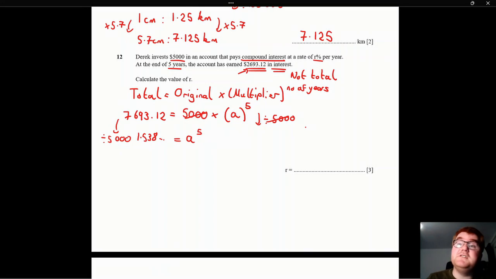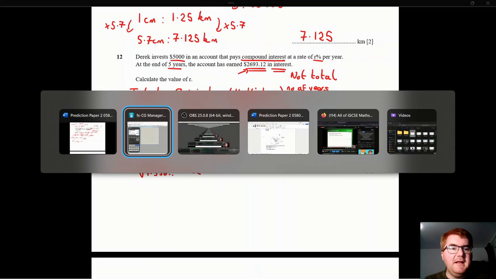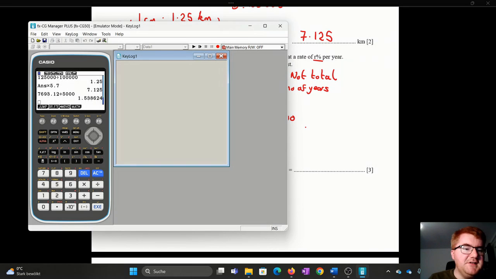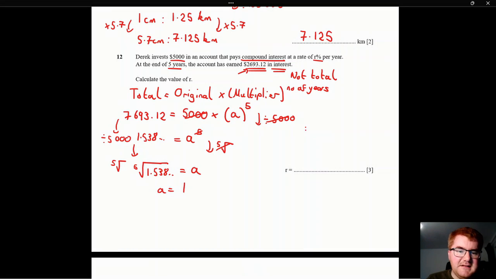And then what's the opposite of to the power of 5? Well, we want to find the fifth root of both sides. So let's see on the calculator where that is. This cancels, giving us A. And now we need to do the fifth root of what we just worked out, 1.538. So let's pop that into the calculator so we can use the answer button here. So we go first of all shift this button so we can put in the fifth root, and then we want to put in answer, and there we get 1.09000. So let's write that down like so.